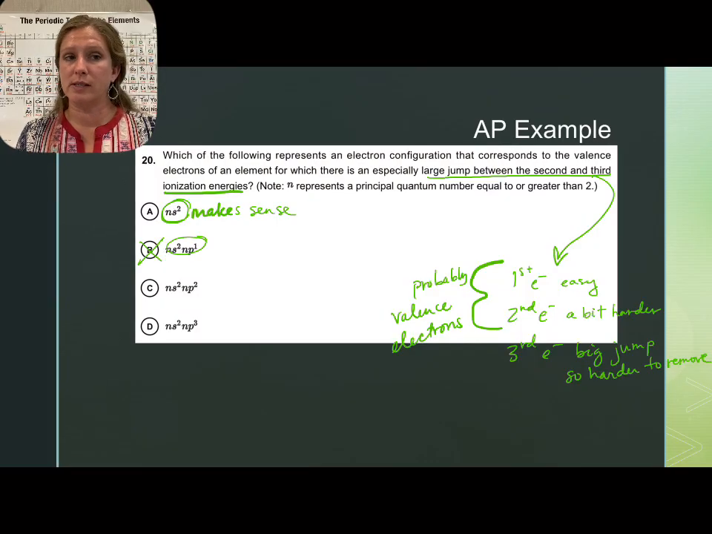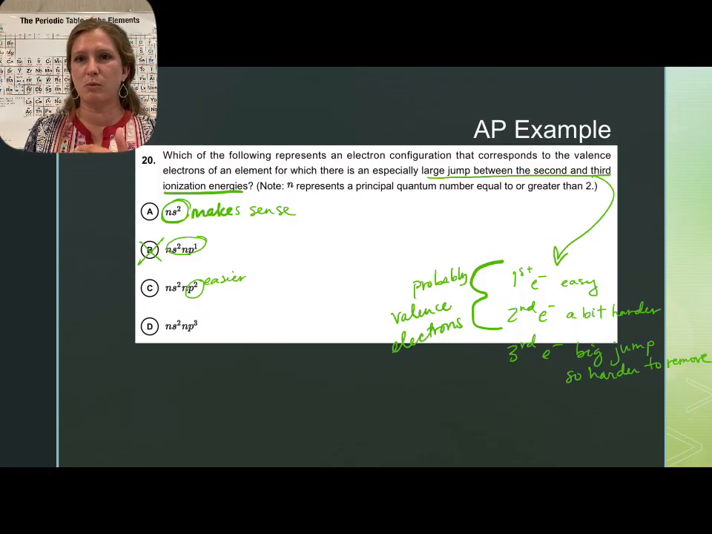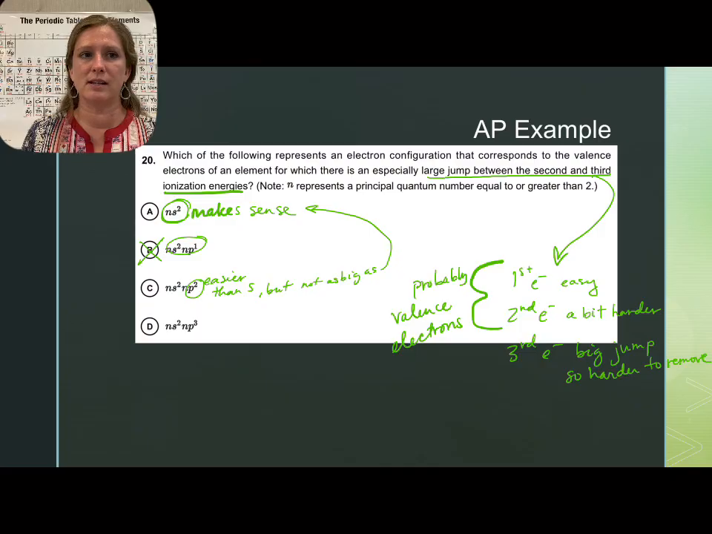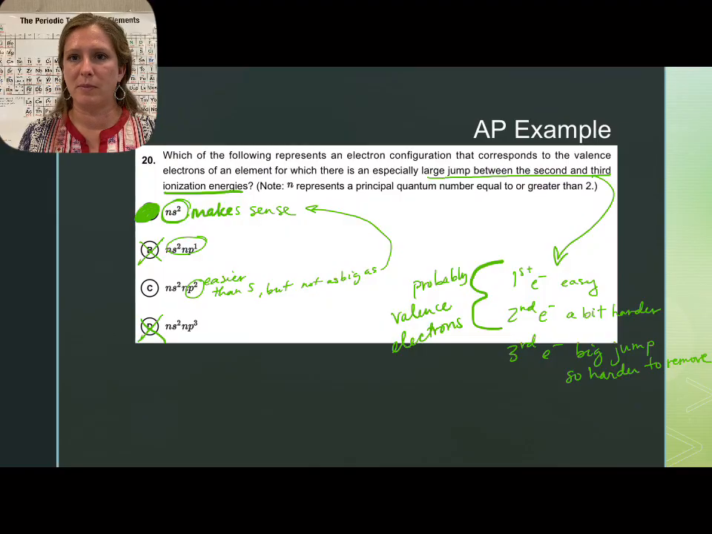C makes a little bit more sense because if you remove the 2 p electrons, then there is somewhat of a jump in energy to go to an s orbital. However, it's not going to be as big of a jump as going from a noble gas configuration and trying to remove an electron. So this one makes more sense than B, but it's not as good as A. And D doesn't make much sense either because you have 3 p electrons. You should be able to remove all 3 of those without a big jump. So A here makes the most amount of sense.